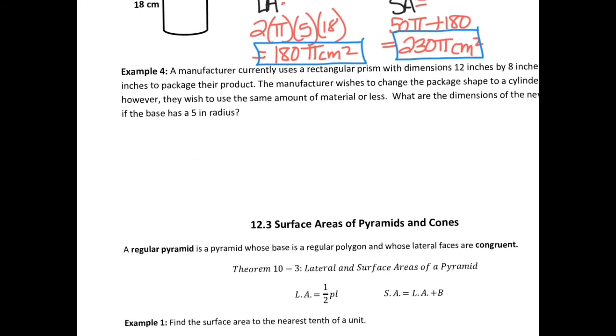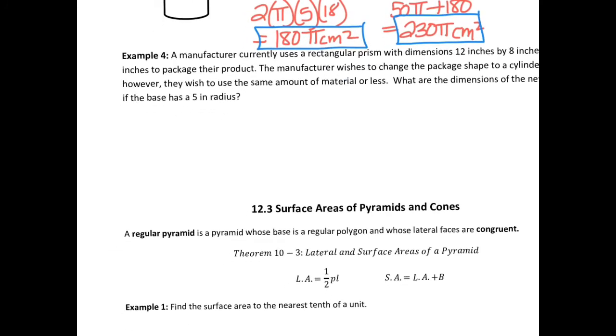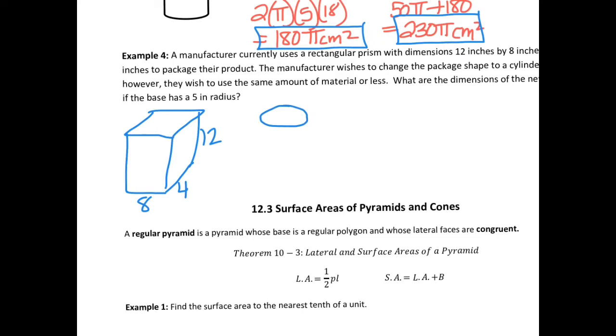Our last example, a word problem, and then we're not going to do lesson 12.3 today. So a manufacturer currently uses a rectangular prism with dimensions 12 by 8 by 4. So 8, 4, 12 to package their product. They want to change their shape to a cylinder. However, they wish to use the same amount of material, that's surface area, or less. What are the dimensions if the base has a radius of 5?